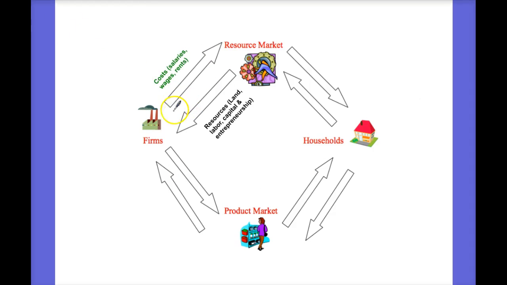So the first thing that we're going to talk about is in the resource market, how do businesses interact in the resource market? Well, businesses will go to the resource market and they will get resources: land, labor, capital, entrepreneurship. In a previous lesson, we learned that those were the factors of production. I'm going to abbreviate it here as FOP, factors of production. So at the resource market, businesses get resources: land, labor, capital, and entrepreneurship.